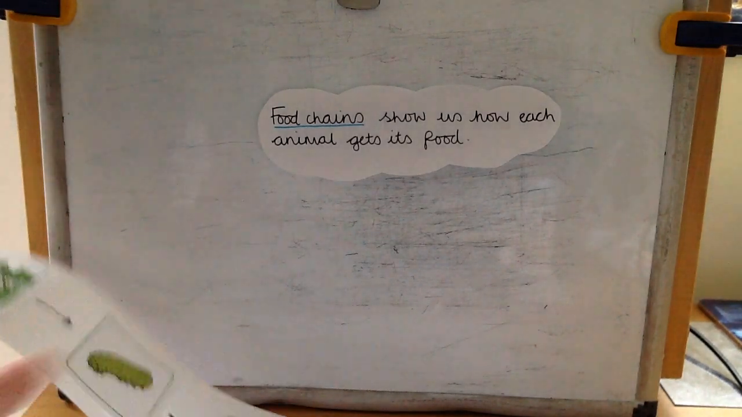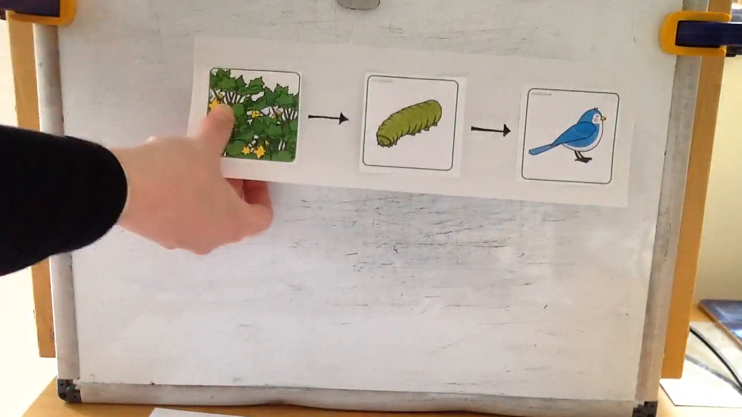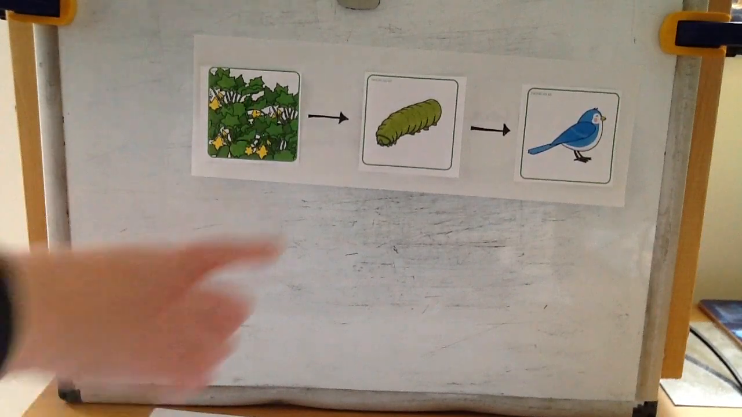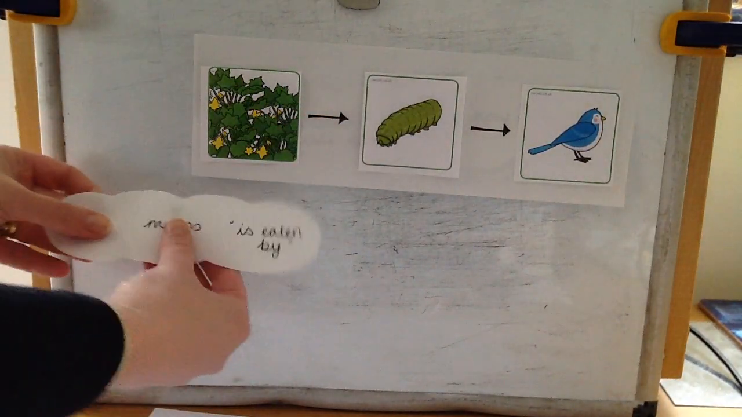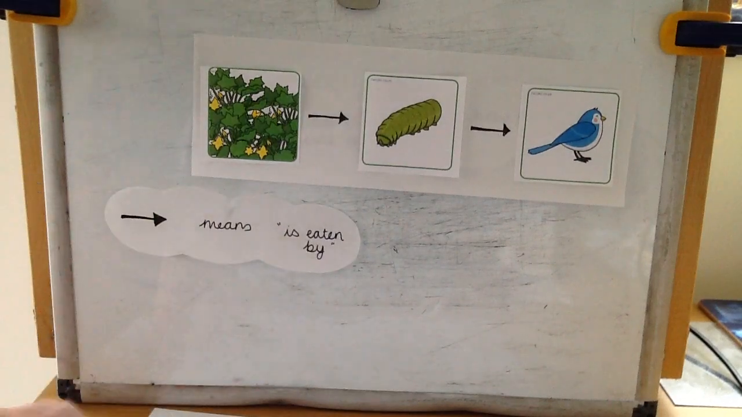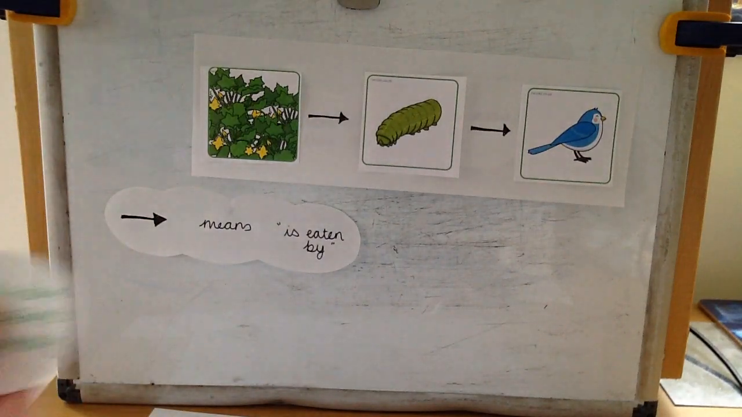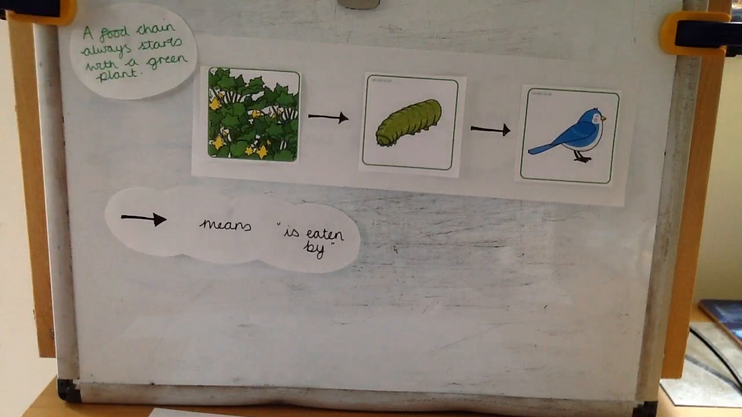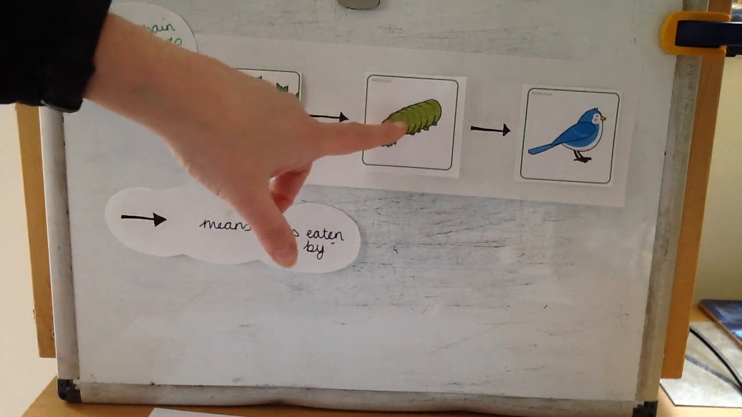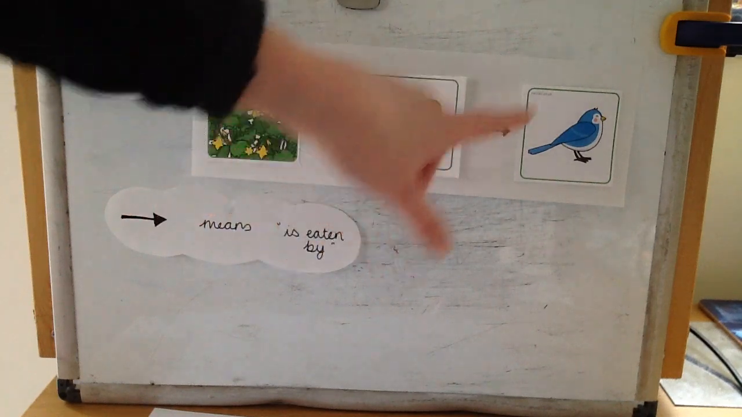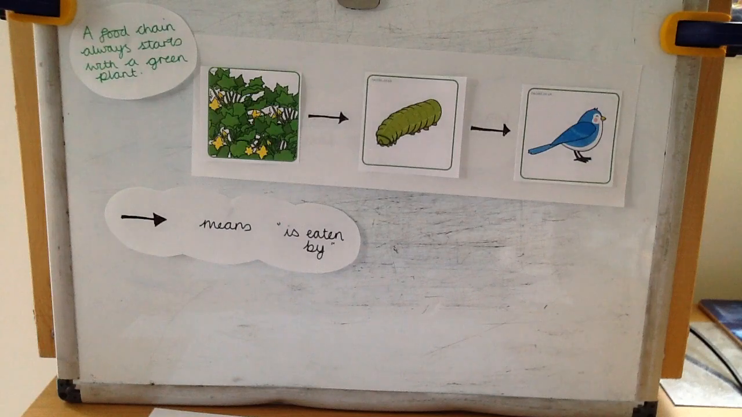So here is an example of a food chain. So the arrows mean is eaten by. And we always start a food chain with a green plant. So in this case, my food chain is a plant is eaten by a caterpillar, and the caterpillar is eaten by the bird.